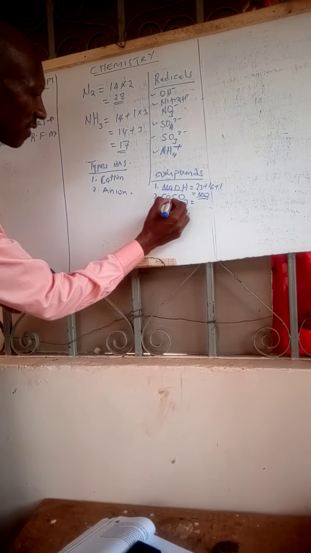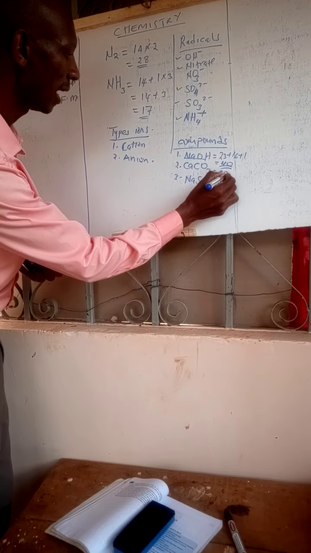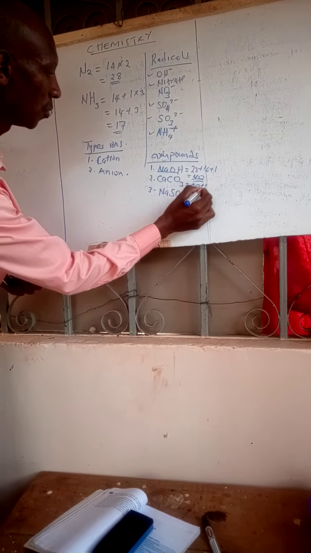The other example: calcium is 40 here, and carbon is 12. You add 12, and oxygen is 16, you add 16 and multiply by 3. Why? Because there are 3 oxygens in calcium carbonate. So the formula becomes 40 plus 12 plus 16 times 3, and the answer becomes 100.